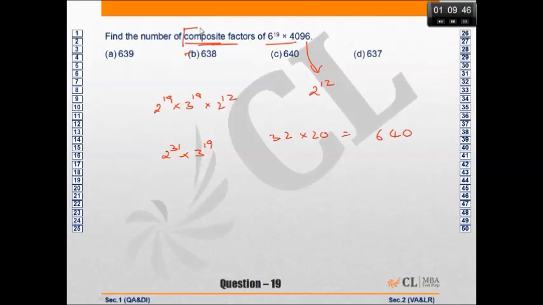We need composite factors, so let us remove the non-composite factors. The non-composite factors would be 1, 2, and 3, the primes, and 1. So 637 should be the answer.